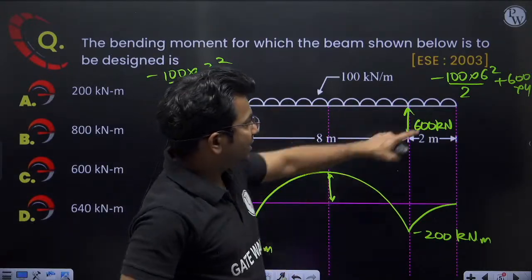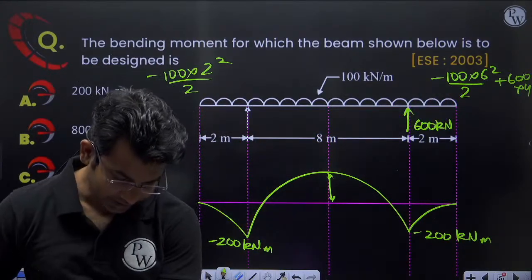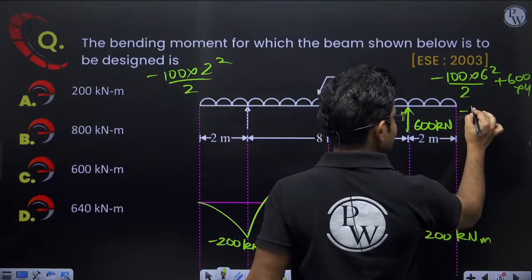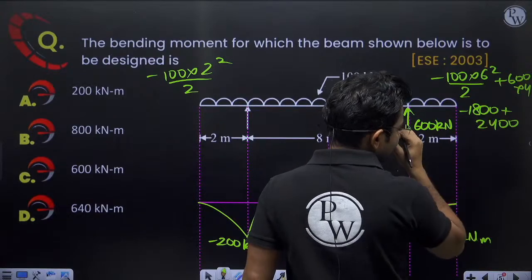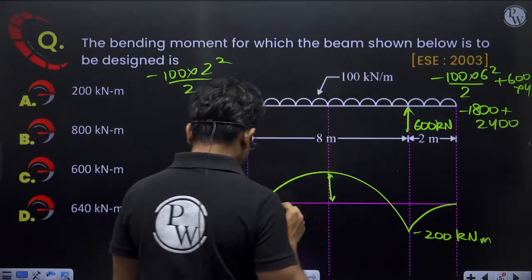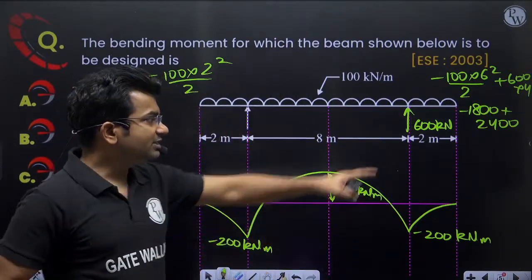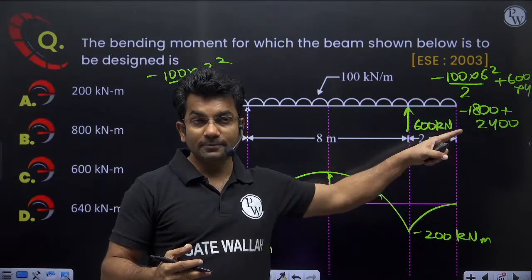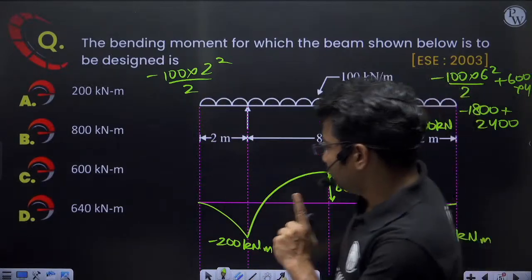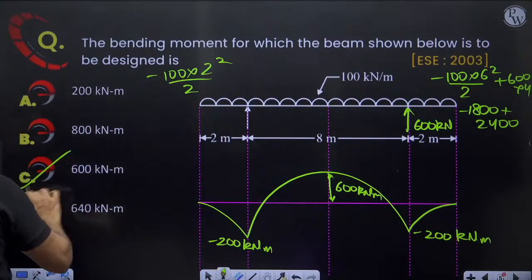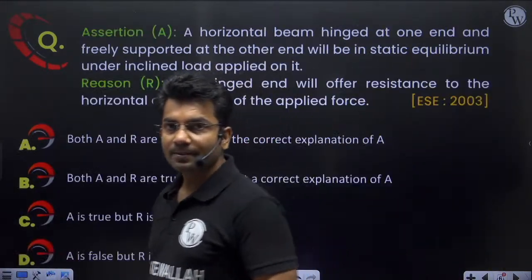Now if I calculate, it will be minus 100 into 36 by 2. So minus 1800, plus 6 4s are 24, 2400. So 1800 minus 2400, it will be 600. So here I will be getting 600 kilonewton meter. Okay, so all these calculations you must be able to do very quickly. So 600 kilonewton meter is the correct answer. Correct answer will be option C. So I hope you are able to understand. Let's move on to the next question.